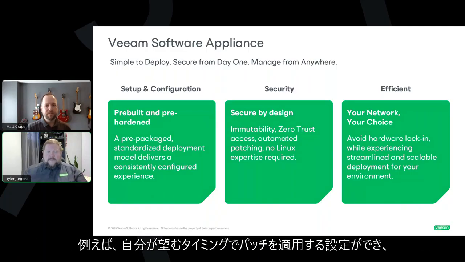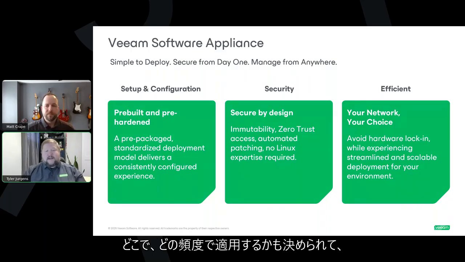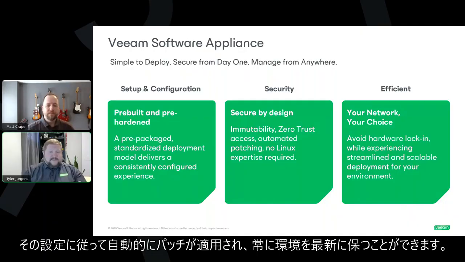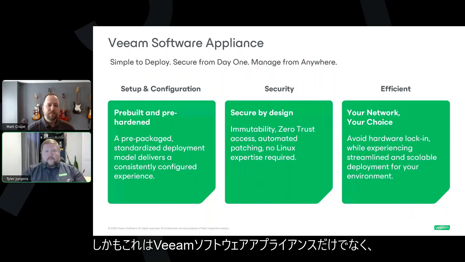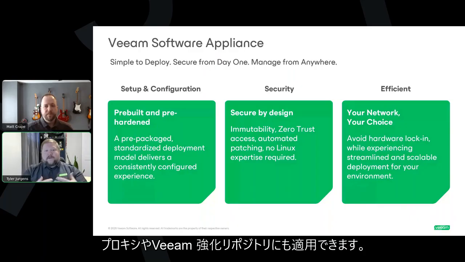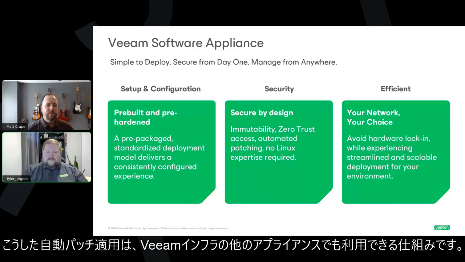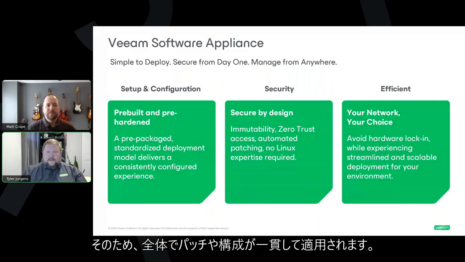So that automated patching, I like that with our appliance because we take that patching headache away from you. You set the settings that you want to be rolling out the patching when you want it, wherever you want it, on the frequency you want. And it will keep your environment up to date. And not just on the Veeam software appliance, but on the proxies and the Veeam hardened repository when you deploy those with our Veeam infrastructure appliances as well.